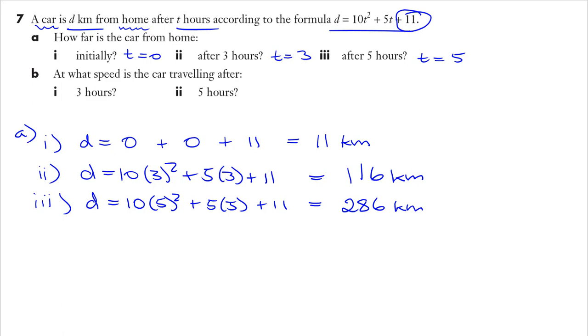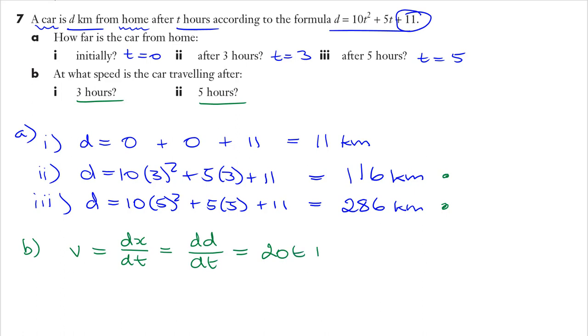If we have a look at part B, what speed is the car travelling at after 3 hours and after 5 hours? Well, that sort of coincides with those distances. First of all, to get the speed, remember the velocity, speed, is equal to the derivative of the displacement with respect to t. In this case, we're using d for displacement, so we get this funny looking dd/dt. Nonetheless, we'll differentiate that. We should get 20t plus 5 as our velocity equation.